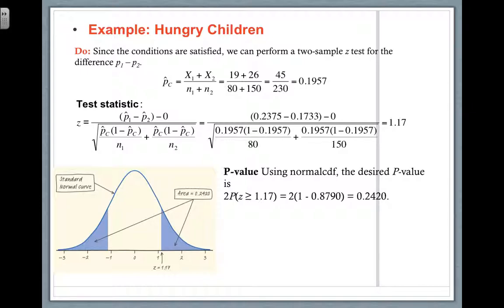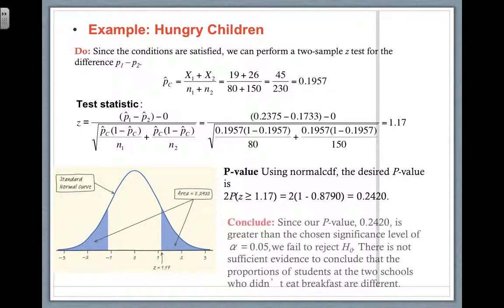Because we're saying that it's not equal to, it's a two-sided test, so you can find z either being greater than or equal to 1.17 or less than or equal to negative 1.17, and then we're going to multiply by 2, because that's only one tail end. We need two tail ends. So my p-value will be 0.2420. You can use normalcdf for that. In class, I will show you how to use the calculator.